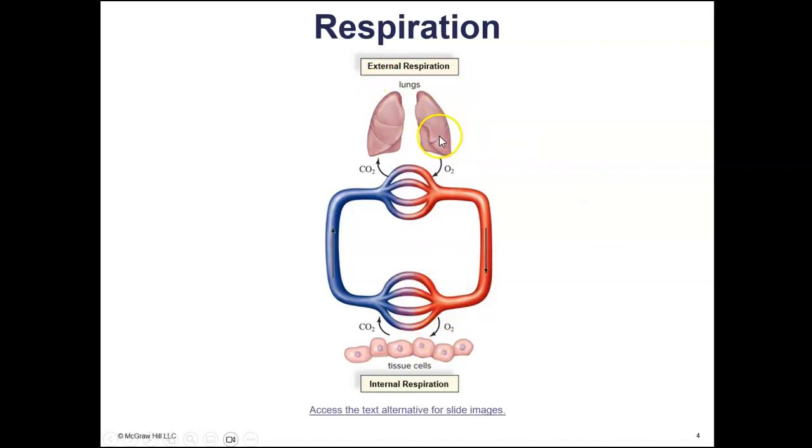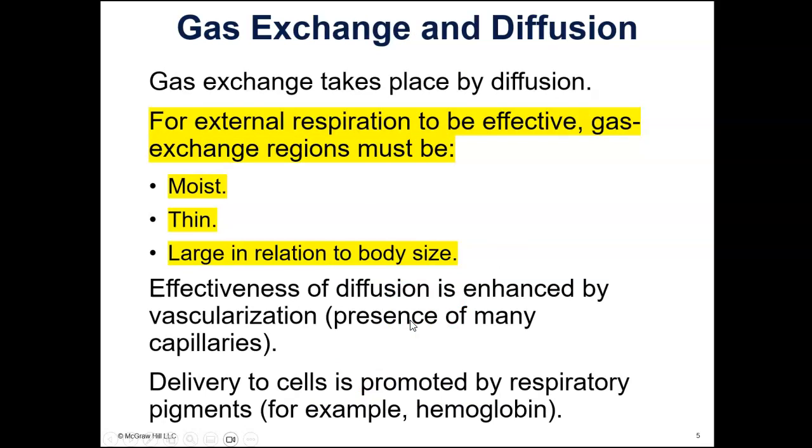External respiration is referring to the exchange of oxygen and carbon dioxide between the blood and the lungs. And internal is between the tissue cells and the blood. All right. For external respiration to be effective, the gas exchange regions must be moist, thin, and large. They must have a large surface area.